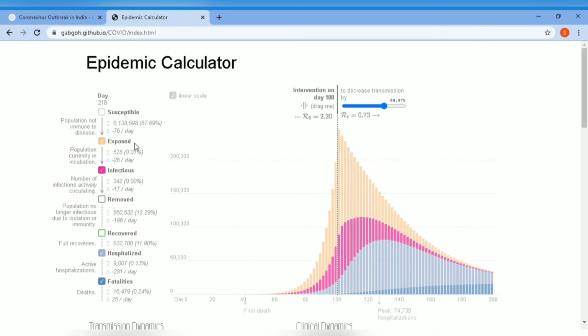Hence you will enter into a page where, on the right hand side, you can see a graph, and on the left hand side you can see susceptible, exposed, infectious, removed, recovered, hospitalized, and fatalities. You can see the orange color for the exposed and orange color in the graph as well. Magenta color for the infectious, and magenta color in the graph as well. And similarly sky blue and the deep blue, right?